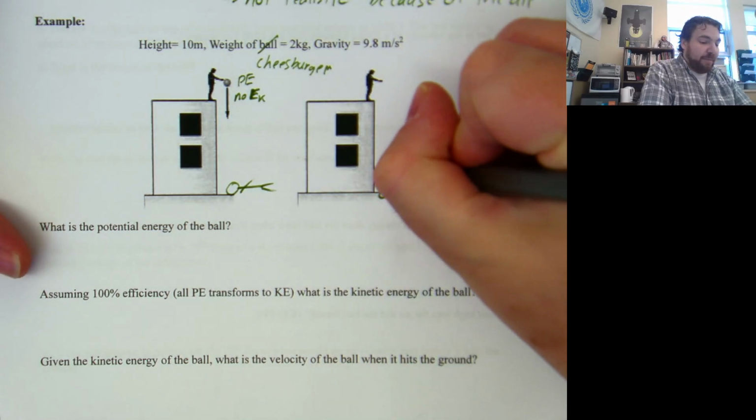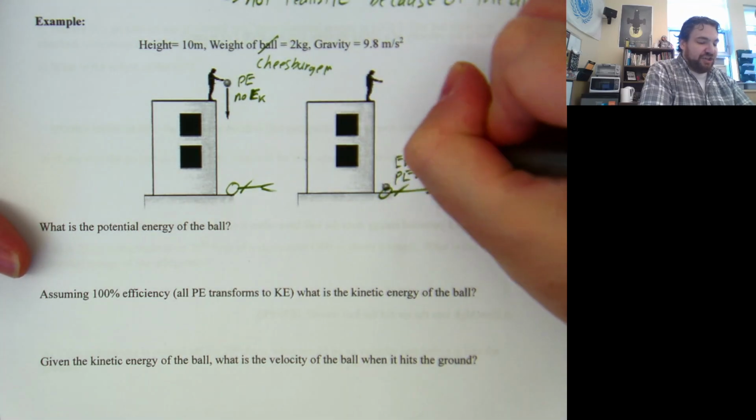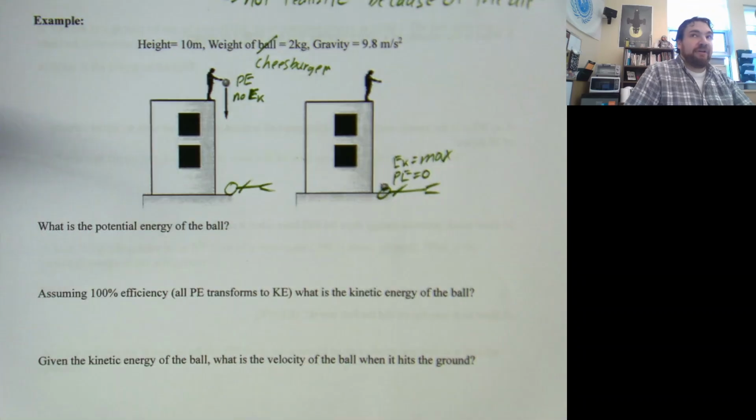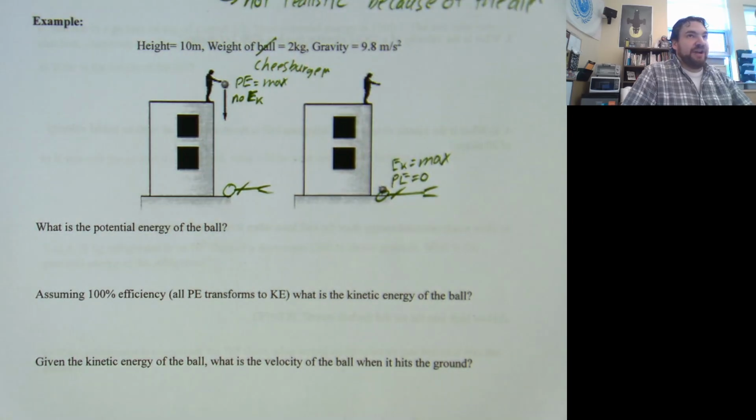So at the bottom, potential energy is going to equal 0, and kinetic energy is going to equal its maximum possible value. At the top, you're going to have max PE. At the bottom, you're going to have max EK.